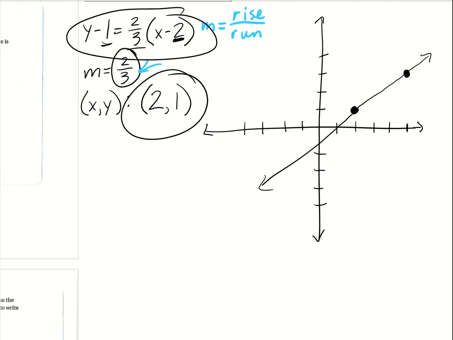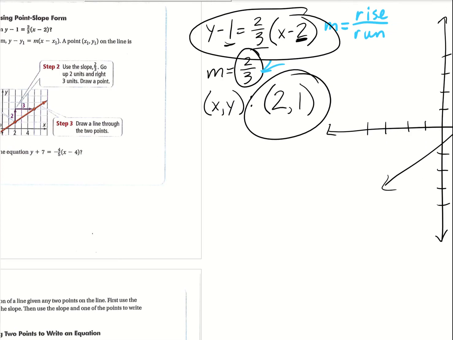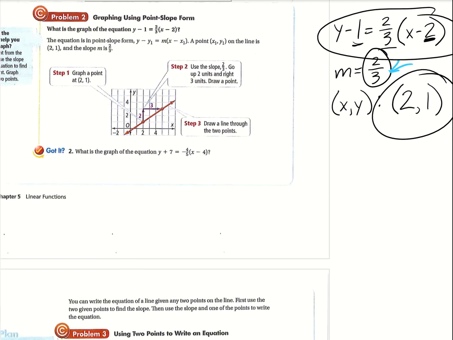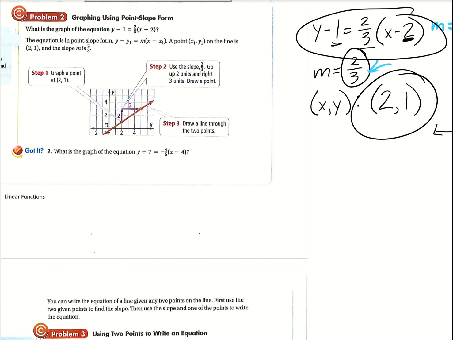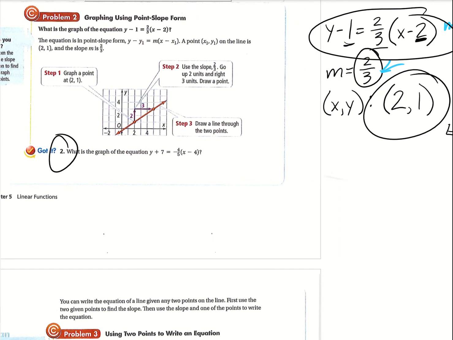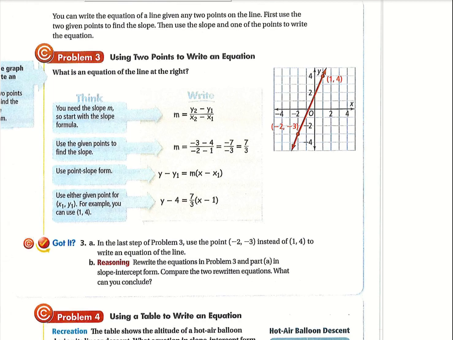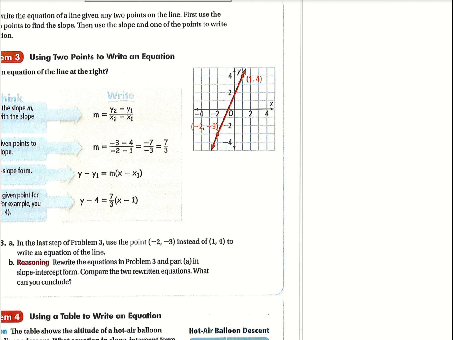And that's kind of what theirs looks like too. So we must have done it right because it looks pretty similar. That is good news. Go ahead and try out Got It problem 2. You'll have to draw your own graph as well, but give that one a try just to make sure you are able to graph these as well. Once you're done with problem 2, we'll look at problem 3.